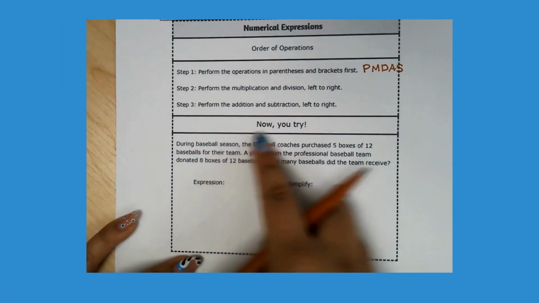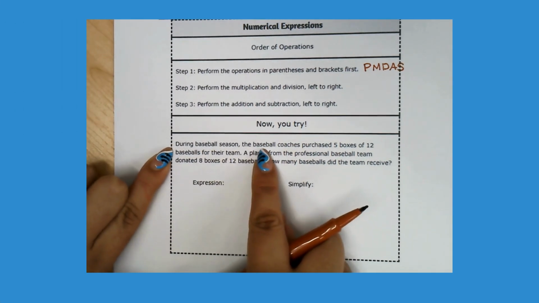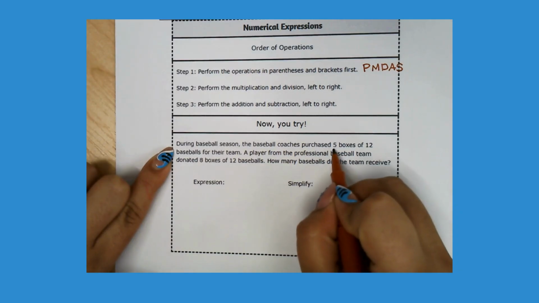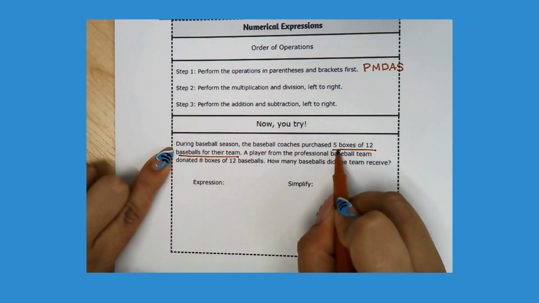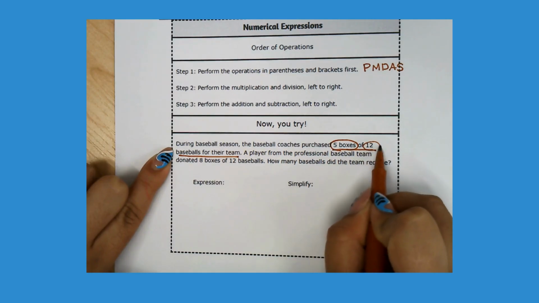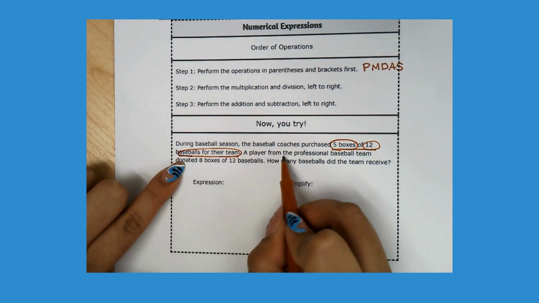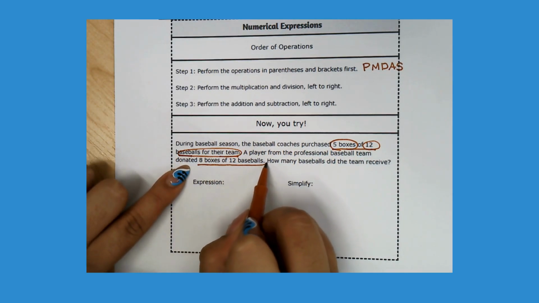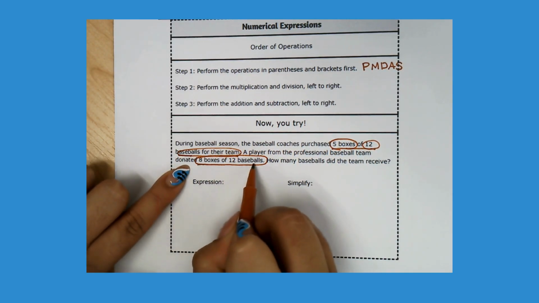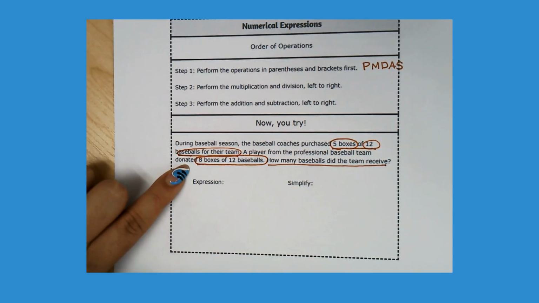We're going to try this one together. Okay, so it says during a baseball season, the baseball coaches purchase 5 boxes of 12 baseballs for their team. Okay, so 5 boxes of 12 baseballs for their team. A player from the professional baseball team donated 8 boxes of 12 baseballs. How many baseballs did the team receive?